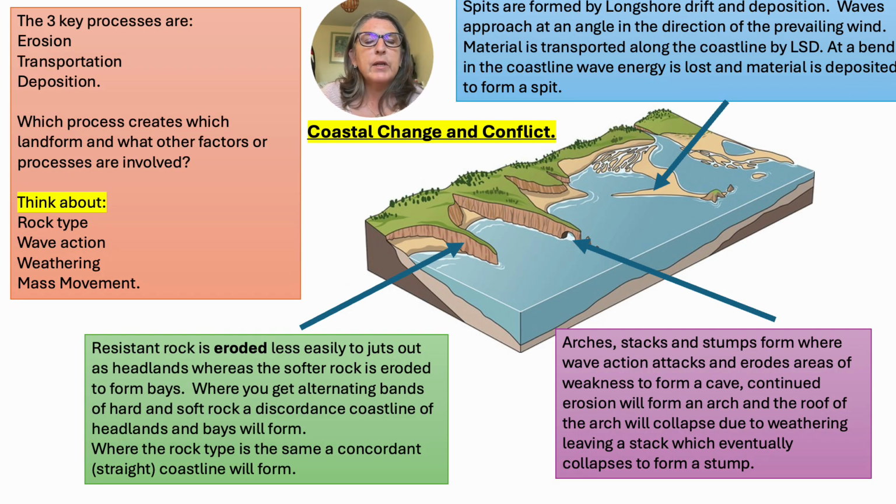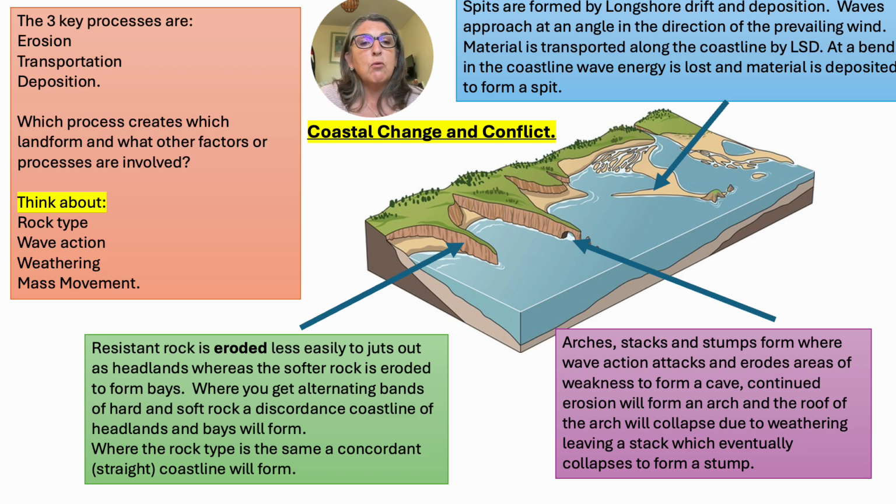So in this diagram we can see the typical landforms that you will have to identify. The 3 key processes you need to talk about are erosion, transportation and deposition. And what you will need to do is identify which processes create which landform and then consider whether the other factors are involved. We know that rock type is really, really important, and at the coastline rock type is very important in helping to explain why you see what you see.